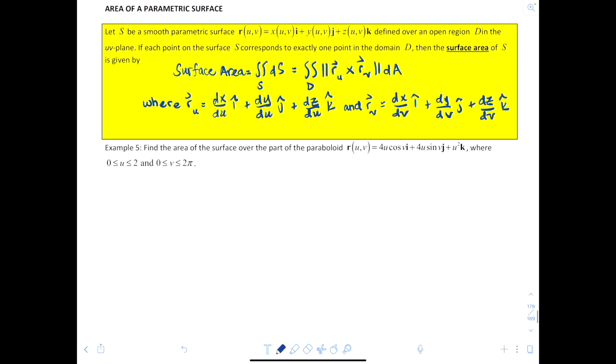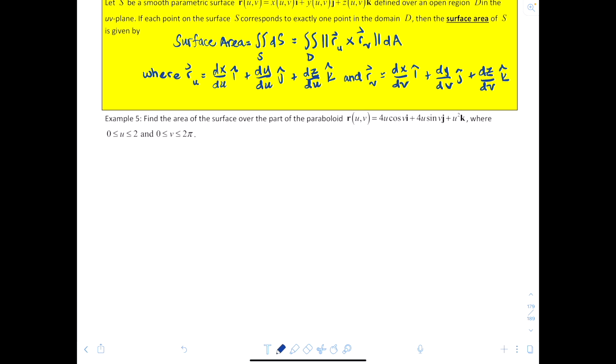Okay, so last example of the day. Find the area of the surface over the part of the paraboloid r at u and v equal to 4u cosine v times i plus 4u sine v times j plus u squared times k, where u is between 0 and 2 inclusive and v is between 0 and 2 pi inclusive. So, here we go. Let's do it. We know what we need to find.